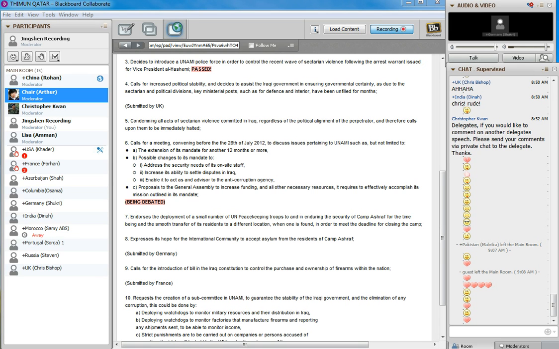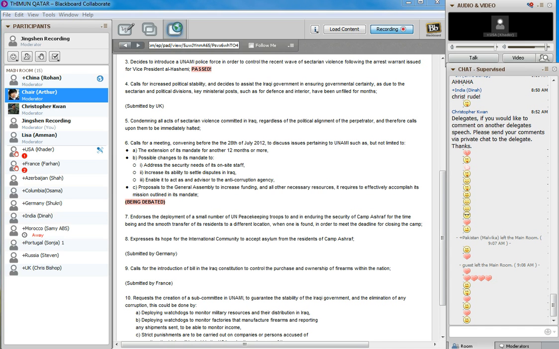Delegate of USA. Referring to subclause C, which reads proposes to the General Assembly to increase funding. Now, isn't Delegate aware of the fact that funding is usually not discussed in the General Assembly, and wouldn't Delegate agree that this should be aimed at the ECOSOC instead of General Assembly, where in the ECOSOC we can tackle funding more thoroughly? If this delegate is not mistaken, the General Assembly is responsible for the funding of the United Nations and its bodies and sub-bodies, and ECOSOC is discussing economic issues but not pertaining to the funding of the United Nations. I apologize.